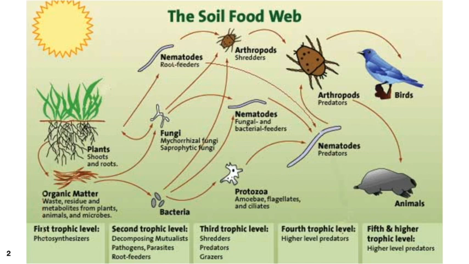The soil food web is divided into trophic levels, with the first being the photosynthesizers. And the second trophic level are the decomposing mutualists, pathogens, parasites, and root feeders. In our last lesson we learned about the bacteria, which are in this second group, and today we're learning about fungi, which are also part of this group.